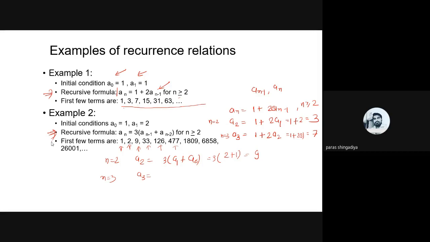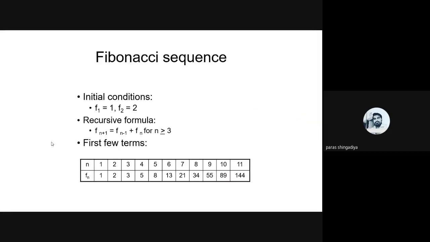Is it clear? Okay, and after that, the third example is the Fibonacci sequence. The Fibonacci sequence is also an infinite sequence. Clear? So how can we convert it to formula form? For that we first need two initial conditions, f1 and f2. f1 is equal to 1, f2 is equal to 2, and the Fibonacci sequence is in this form: 1, 2, 3, 5, 8, 13, 21, 34, and so on.